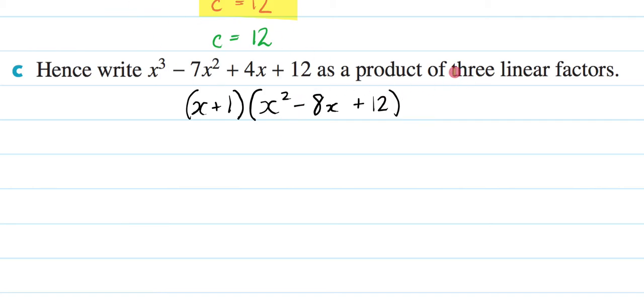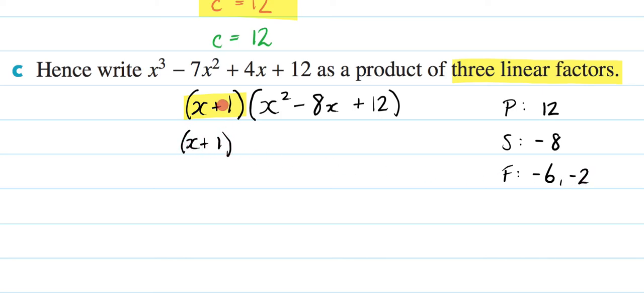We now need to figure out 3 linear factors. Now we already have one linear factor right here, x plus 1. So now all we need to do is break this quadratic up into 2 linear factors, which simply means we have to factorize it. So to factorize it, we're just going to go product sum factors. I'm going to have to find 2 numbers that multiply to get 12, sum to negative 8, which is obviously going to be negative 6 and negative 2, which means I can rewrite this as x plus 1, just from there, then this is going to become x minus 6, x minus 2. And that right there is your final answer.